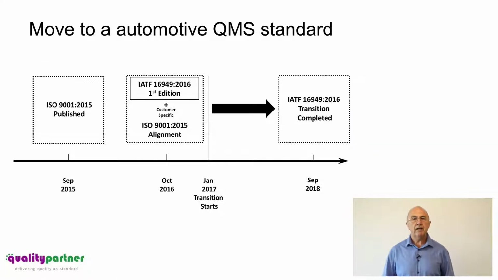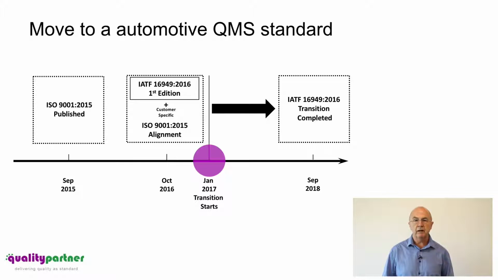So this slide really just summarises the transition process. In September 2015, we saw the publication of ISO 9001:2015. IATF then worked on the new Automotive Quality Management Standard. That was published as IATF 16949:2016. That was published on the 1st of October 2016. The transition process starts in January 2017. By that stage, the certification body should have qualified auditors that can undertake the transition audit.